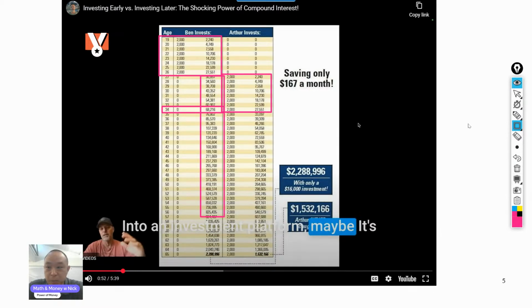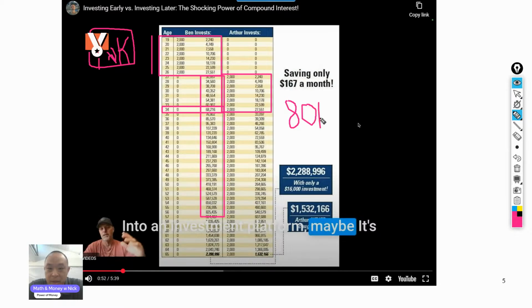So now at this point, you can see that Arthur continues to put in $2,000 every year all the way to 65. Although Ben only started with $2,000 times 8 years, he put in a total of $16,000 and then stopped investing altogether, right? So $16,000 versus Arthur, who put in $2,000 but did it for another 40 years. He put in a total of $80,000.